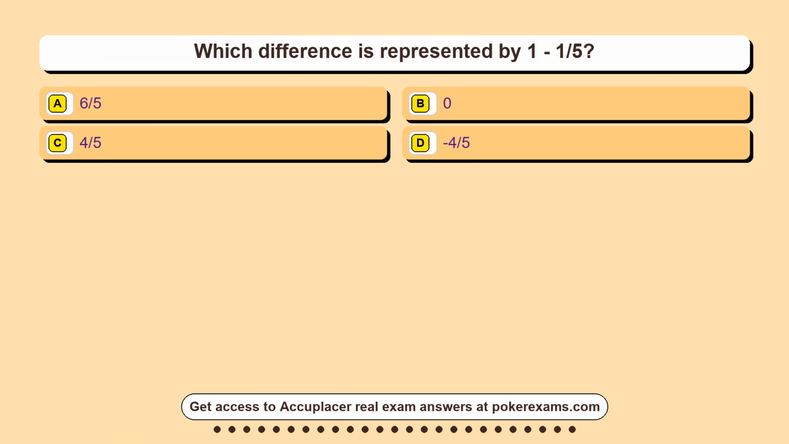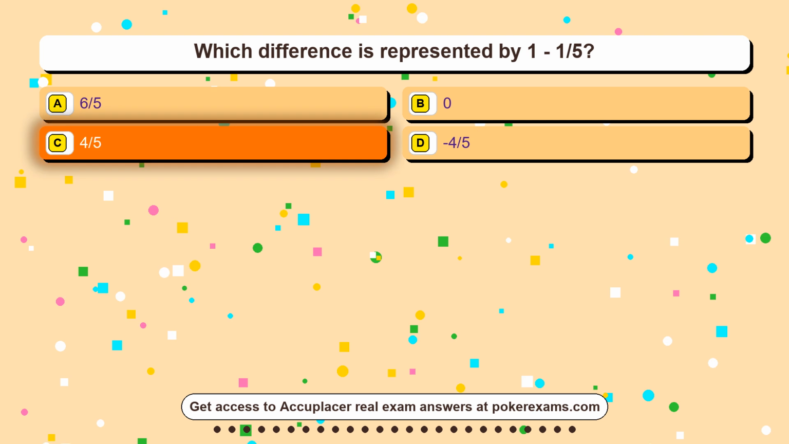Question 20. Which difference is represented by 1 minus 1/5? Option A, 6/5. Option B, 0. Option C, 4/5. Option D, minus 4/5. The correct answer is option C, 4/5.